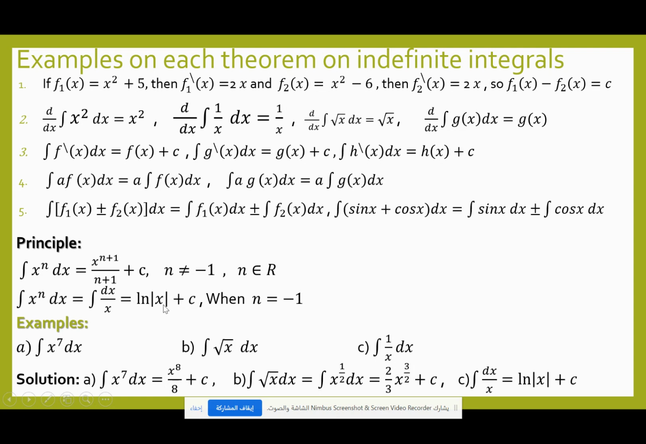That means the answer should be ln of the absolute value of x plus c. Because if you derive it, you will go back to 1 over x. Even here, if you derive it, you will go back to that one. But here, actually, we can't add 1 to the power. We have a special case when n equals negative 1, only this special case.